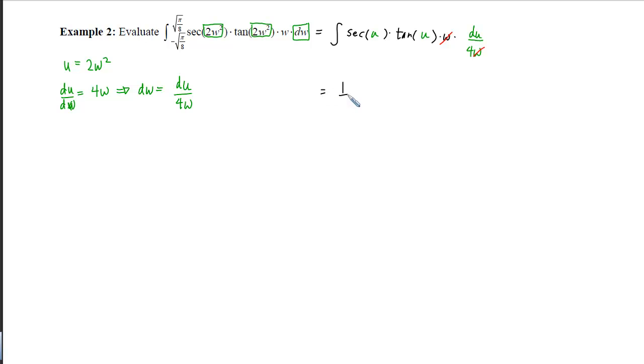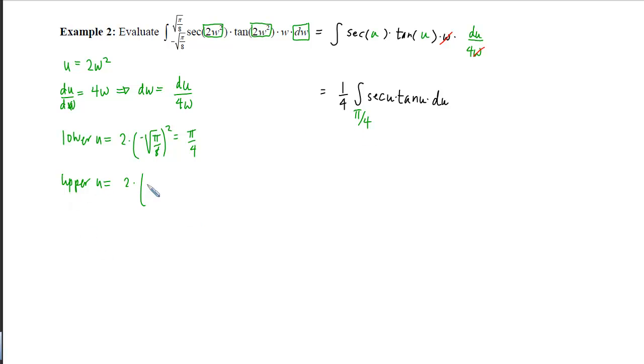So I can pull that constant out in front and have the secant of u times the tangent of u with respect to u. If I want to now examine the limits, we can see that our lower u is going to be 2 times our lower w squared. And that gives us 2 times a pi over 8 or a pi over 4. So my lower u limit is pi over 4. If I look now at my upper u limit, we see that we get the exact same thing. You'll notice that this process simplifies the integration very quickly because my upper and lower limits are the same. I know that that answer is 0.